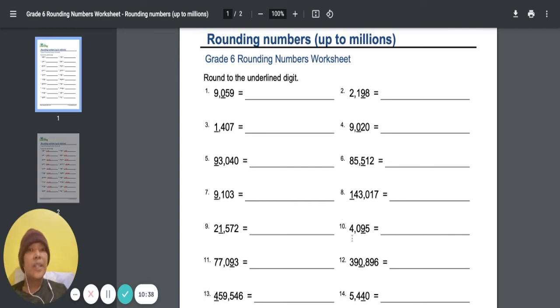So, last number is 4,095. 4,095 is, ano yung katabi ng 9? 5. So, that is 5 or more than 5. So, rounding up. So, you add 1 to 9. So, your answer will be 4,100.